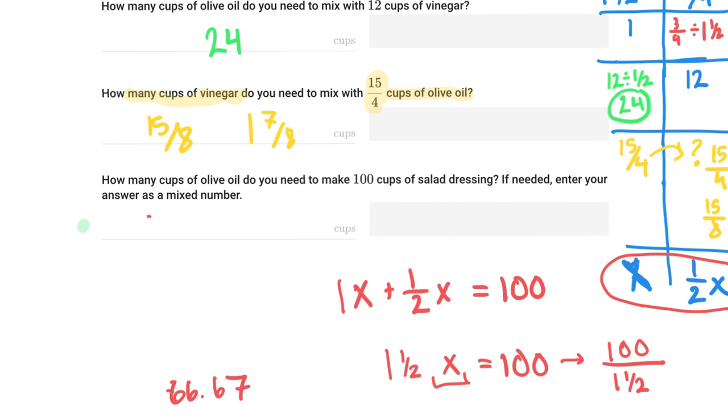66.67 cups. Or if they want you to keep it as a fraction, it would be 200/3, which is a lot. Kind of a weird number. But there you go. That is a weird problem. You probably won't see anything too much like that until a couple more units, but it's nice to see it a little bit ahead of time.